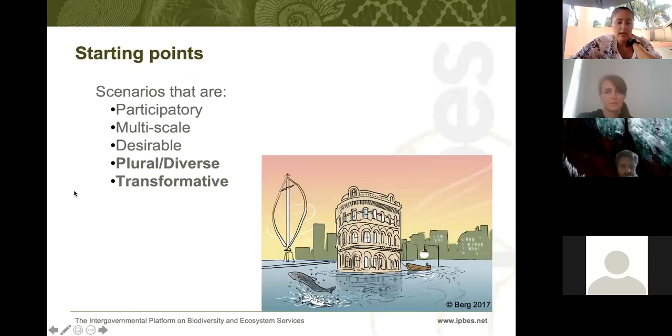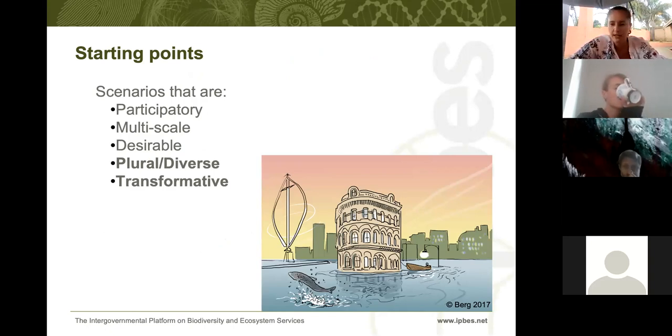Okay, so we got together as a task force in Japan this time last year, just as COVID was going mad. And so there was a much diminished task force that managed to meet. But in essence, the starting points for our process were that we'd come from this participatory visioning process. We'd done a lot of stakeholder engagement.